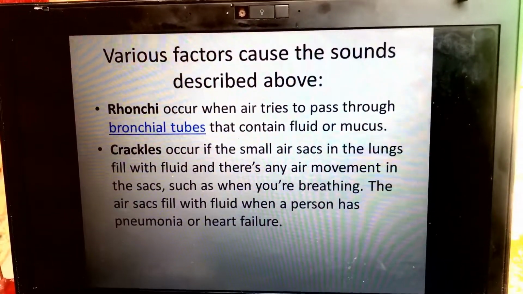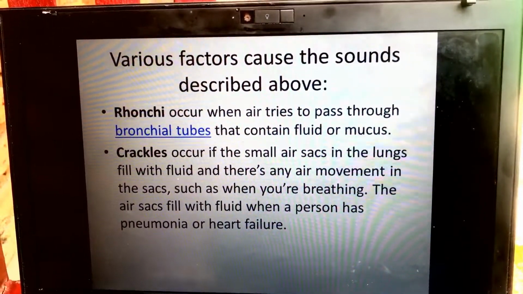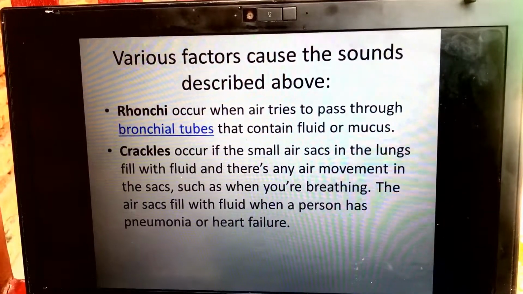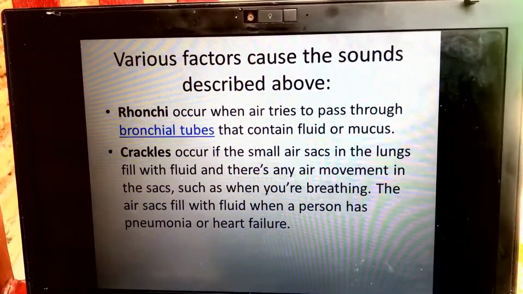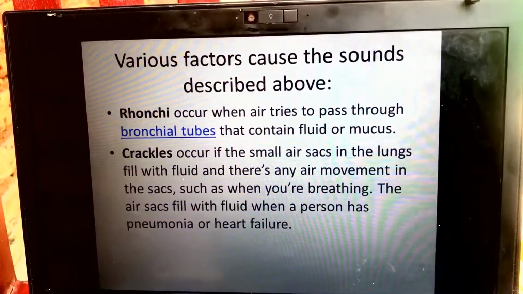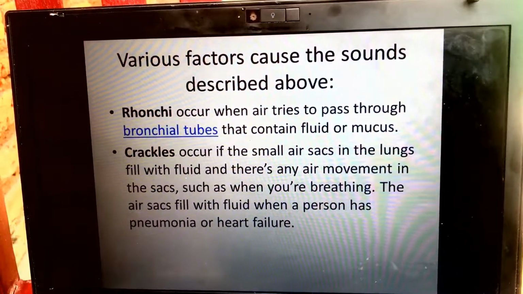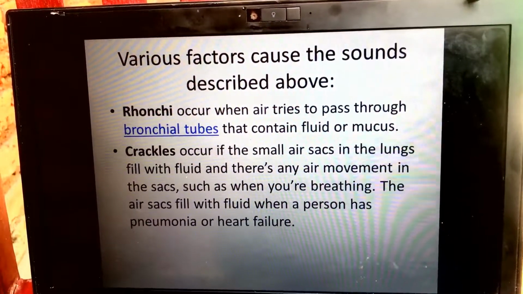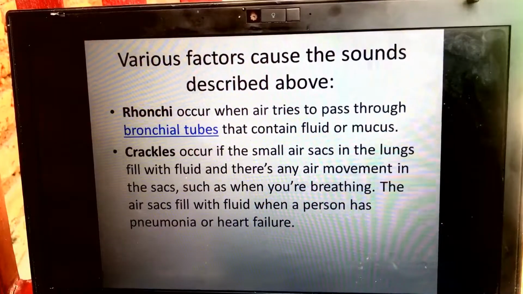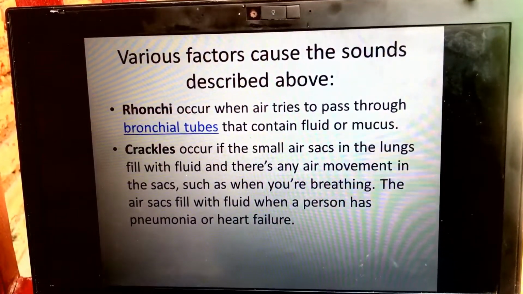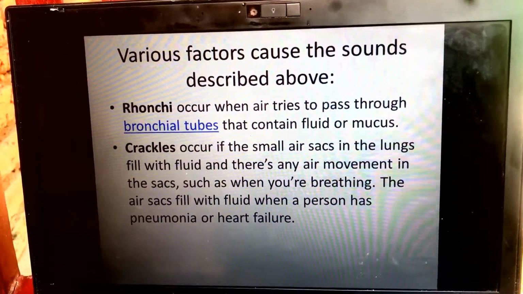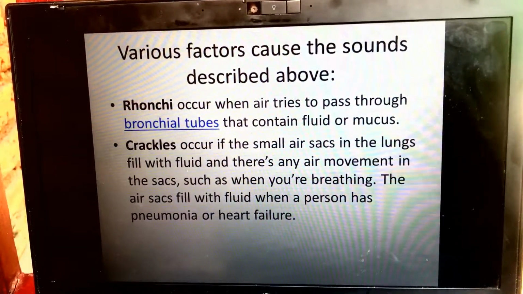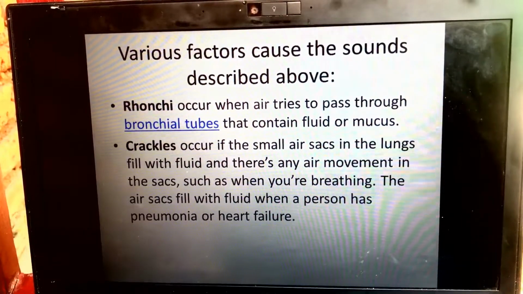For more explanations, rhonchi occur when air tries to pass through bronchial tubes that contain fluid or mucus. And crackles occur if the small air sacs in the lungs fill with fluid and there is any air movement in the sac, such as when you are breathing. The air sac fills with fluid when a person has pneumonia or heart failure.